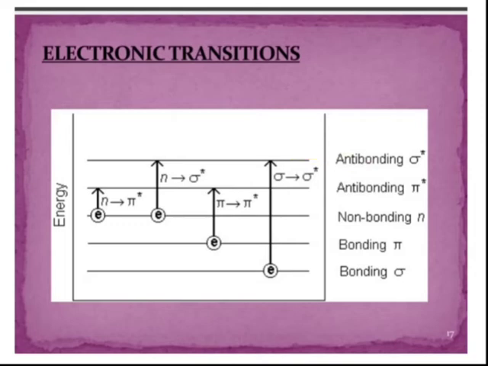Here the transition occurs from bonding sigma to anti-bonding sigma star. This transition is called a sigma to sigma star transition. When transition occurs from bonding pi to anti-bonding pi star, this transition is called a pi to pi star transition. When the transition occurs from non-bonding n to anti-bonding sigma star, the transition is known as an n to sigma star transition. And last transition is the non-bonding n to anti-bonding pi star. This transition is called an n to pi star transition.